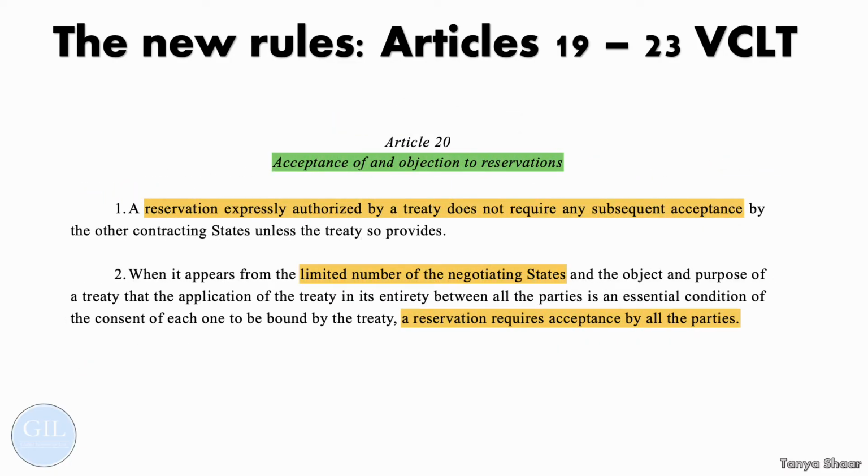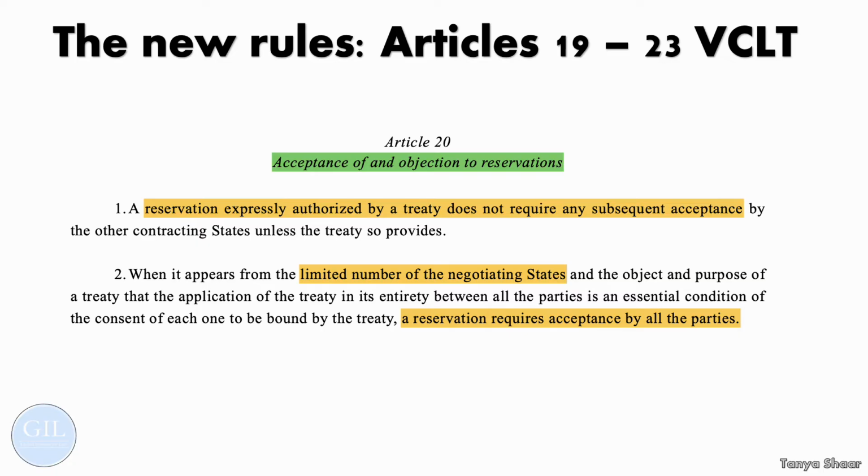Article 20 continues to outline how states should act when they wish to accept or object against a reservation made. Article 20, subsection 1, makes it clear that if the treaty allows for reservations, then the acceptance of a reservation must not be communicated by the negotiating states. Here, silence will be considered acceptance.